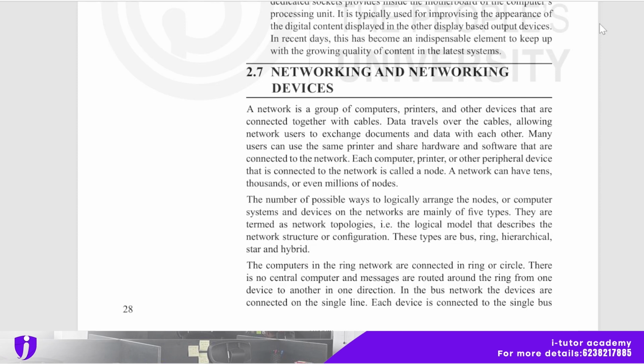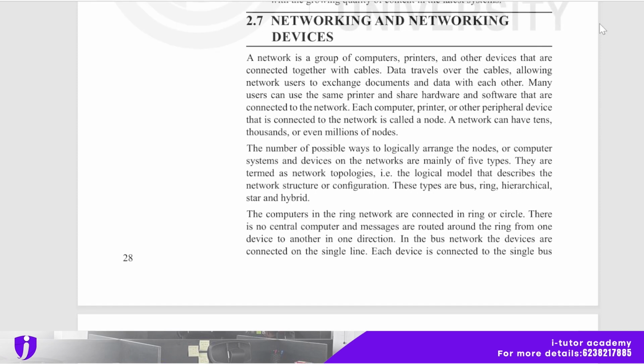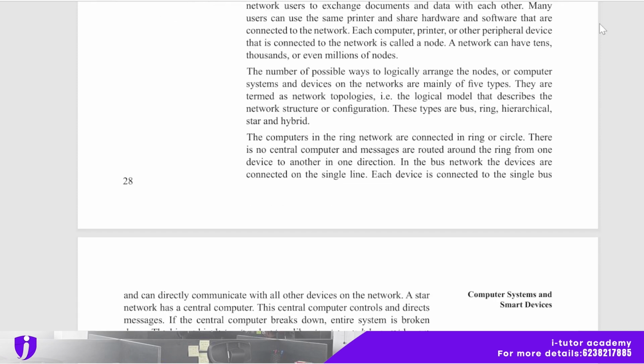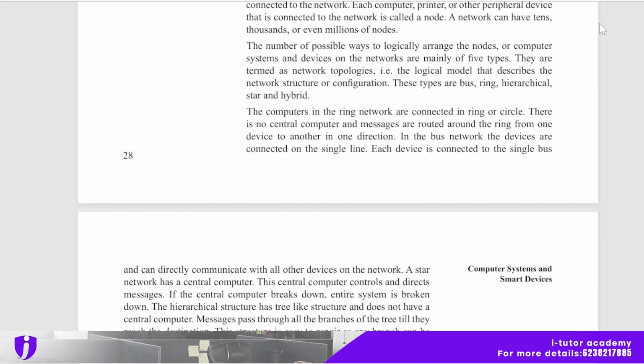Many users can use the same printer and share hardware and software that are connected to the network. Each computer, printer, or other peripheral device that is connected to the network is called a node. The number of possible ways to logically arrange the nodes on the network are mainly of five types. They are termed network topologies, the logical model that describes the network structure or configuration. The computers in a ring network are connected in a ring or circle. There is no central computer and messages are routed around the ring from one device to another in one direction.